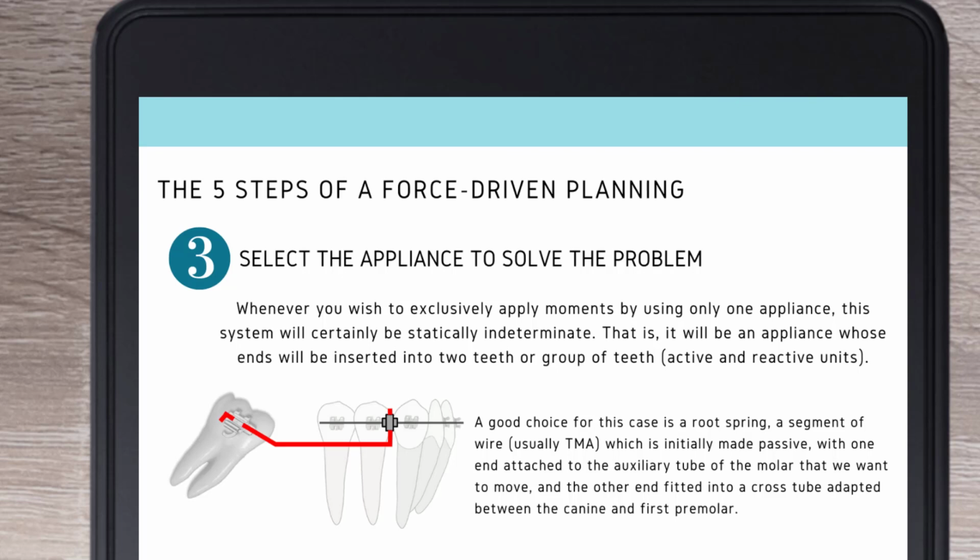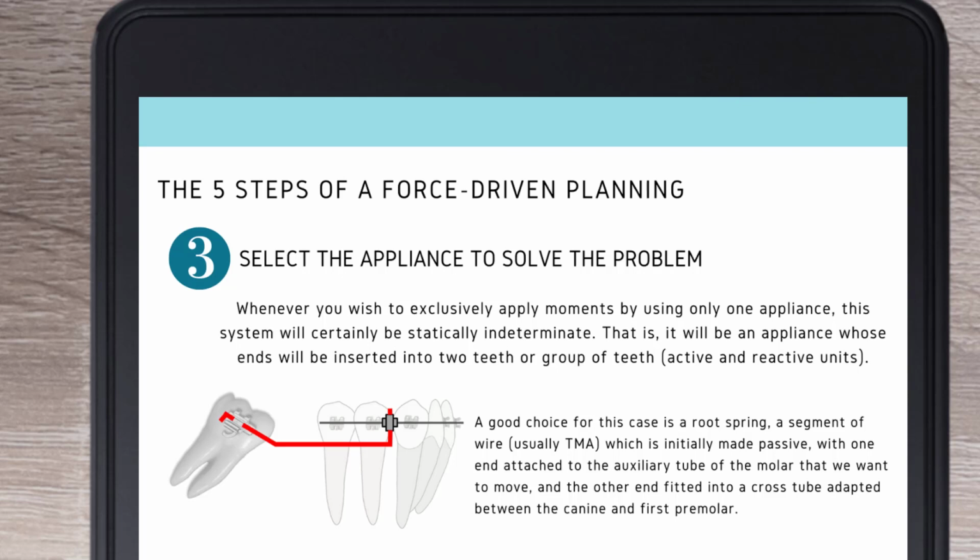Whenever you wish to exclusively apply moments by using only one appliance, this system will certainly be statically indeterminate. That is, it will be an appliance whose ends will be fully inserted into two teeth or groups of teeth, in both the active and reactive units.